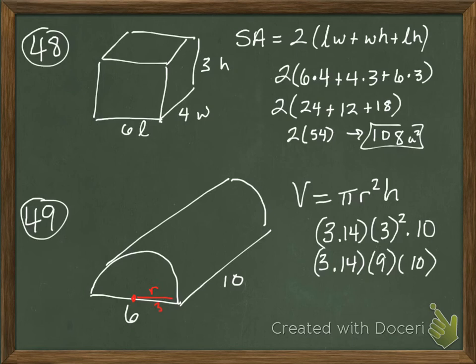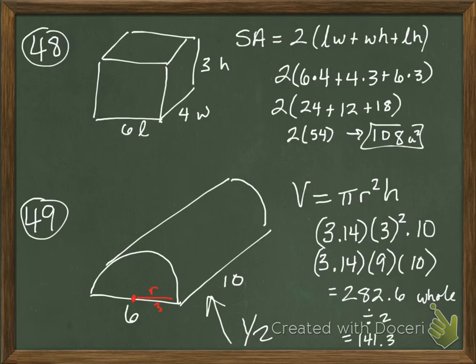All right, 3.14 times 9 times 10. We get 282.6. And that's for the whole cylinder. Okay, but what you notice is here we only have half the cylinder. So what we're going to do is we're going to take this and we're going to half it. We're just going to divide it by 2. All right, and once we do that, that's going to give us a more accurate number for our volume, which is 143 units cubed.